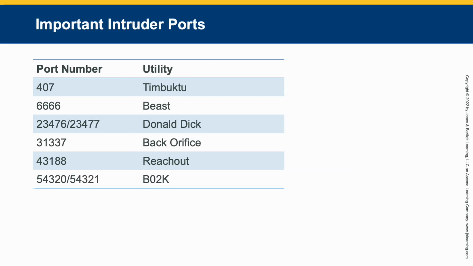Important intruder ports: 407, the utility is Timbuktu, 6666 is the Beast, 23476 or 23477 is Donald Dick, and 31337 is Back Orifice, 43188 is Reach Out, and 54320 and 54321 is BO2K.